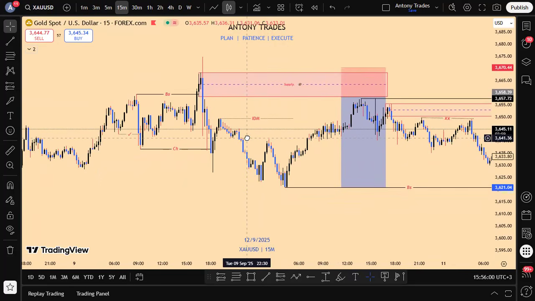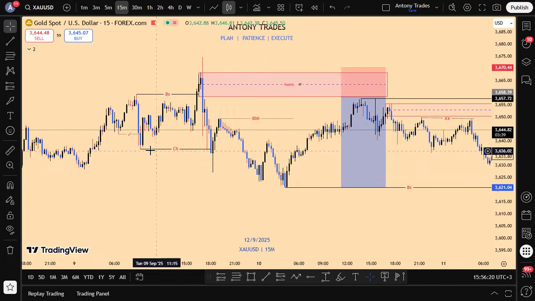Where is the inducement? After this break of structure, market tried to retrace, then pushed to the downside and broke this structure. You know, as a beginner, when a beginner sees this break of structure, we'll try to take a trade from here. But that is not what we do in this channel. Because we know very well, this break of structure, it's not a valid break of structure. This is an inducement. And which type of inducement is this?